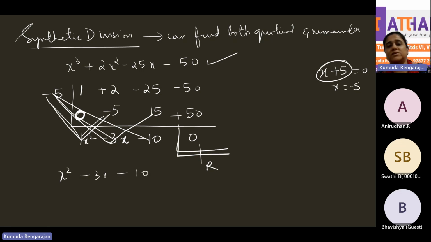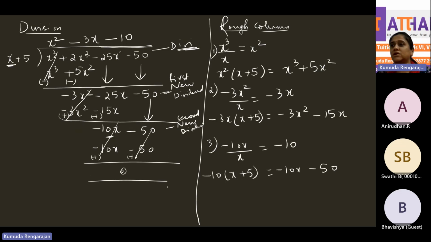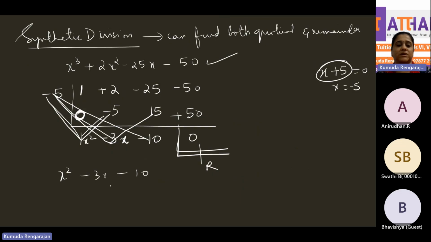And the last number is the remainder. The remainder is 0. See, that's what we got in the long division. x square minus 3x minus 10 is the quotient and 0 is the remainder. Synthetic division is not a part of your syllabus, but we'll use it to make our work easy. We'll use it in the rough column. This is not a part of the main working. We'll see where we can use this to make our work easy.